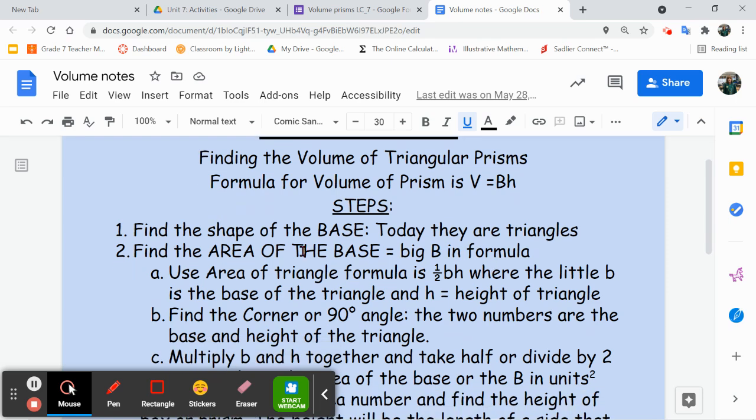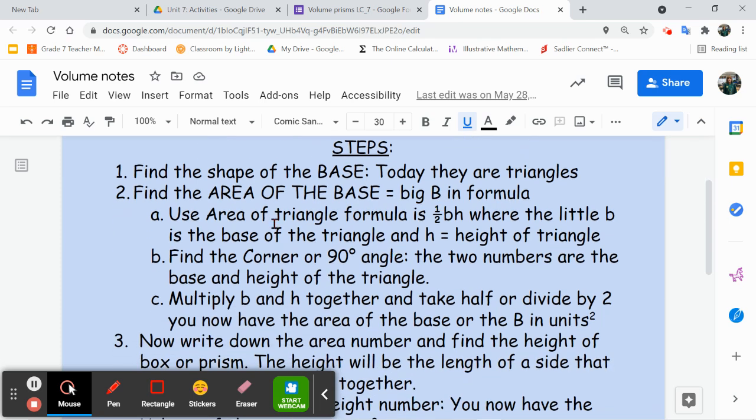All right, so your steps today. You're going to find the shape of the base. And we're working with triangular prisms today, so they're all going to be triangles, people. They may not be sitting on their base, but you'll see two triangles across from each other. How do we find the area of this base, which is the big B in the formula?